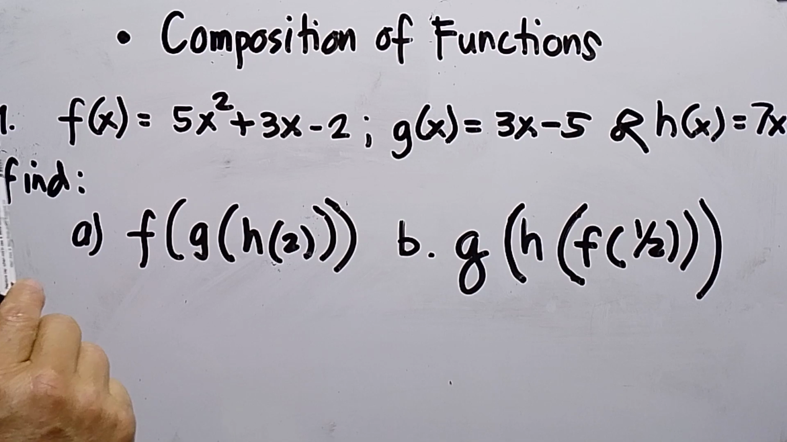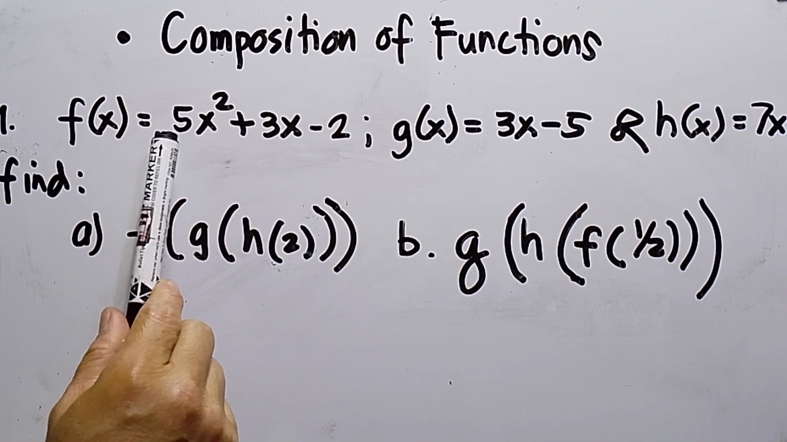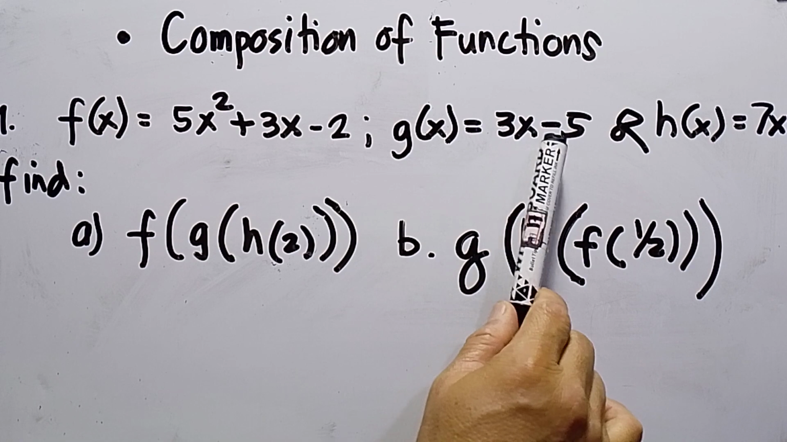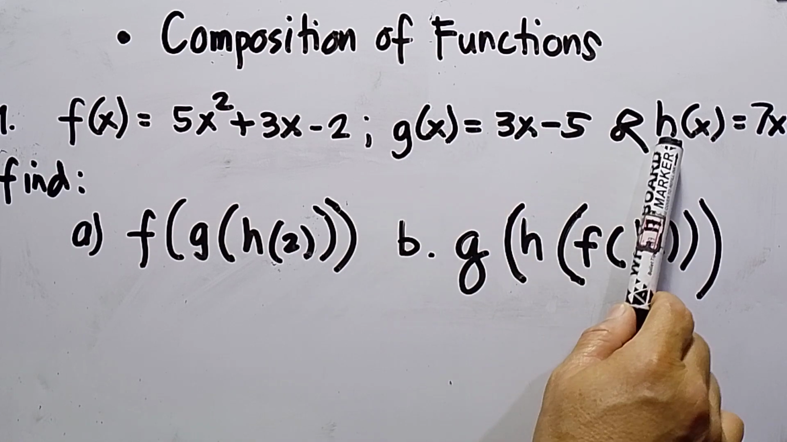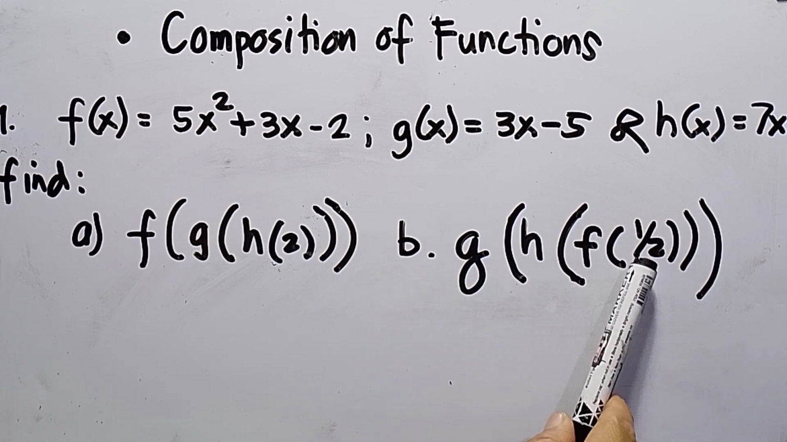So I have here three functions. Number 1, f of x is equal to 5x squared plus 3x minus 2, while the second function, g of x, is equal to 3x minus 5, and h of x is equal to 7x. Now, find letter A, f of g of h of 2, and then letter B, g of h of f of half.